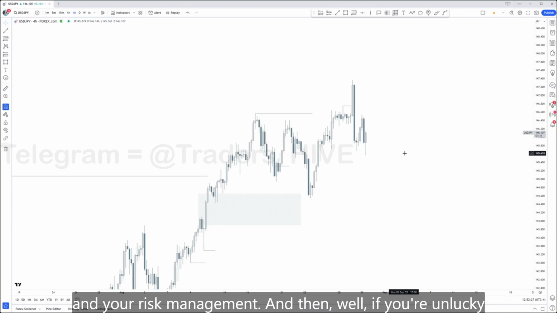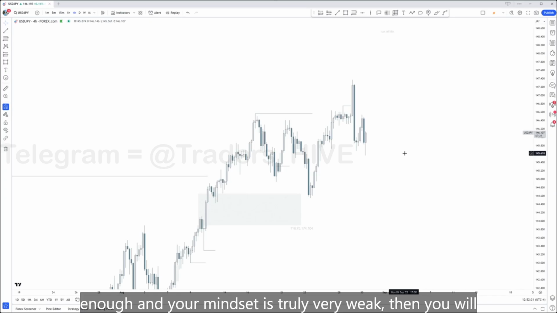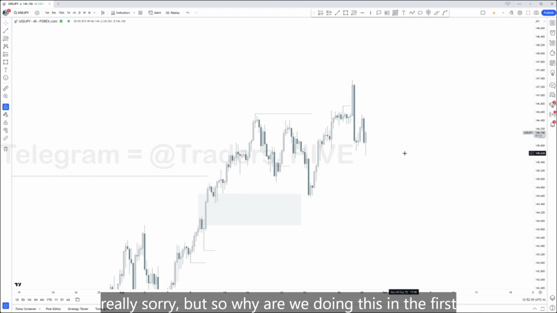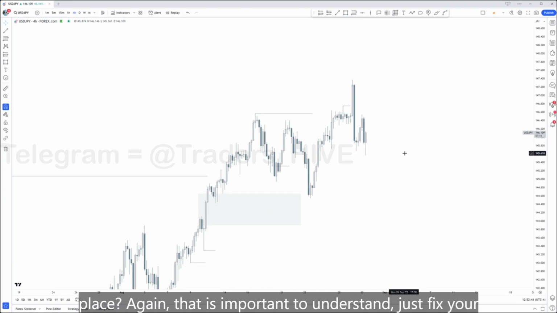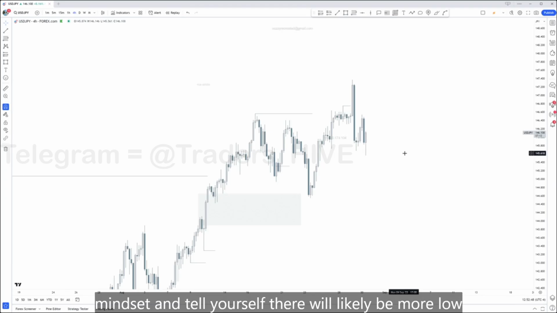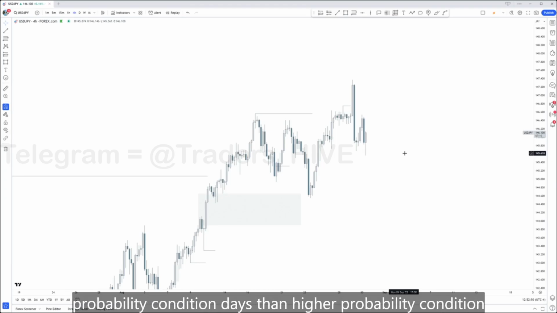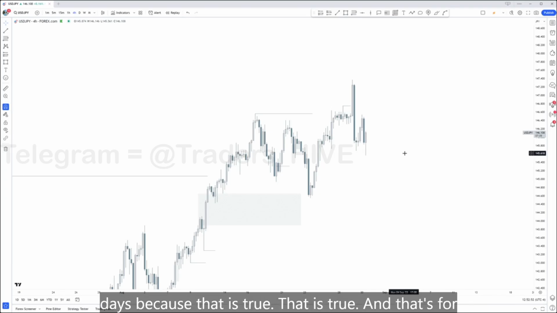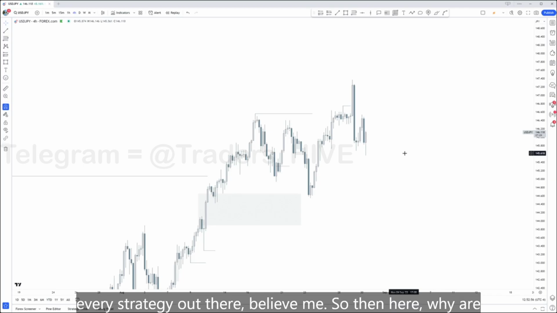And then, well, if you're unlucky enough and your mindset is truly very weak, then you will hop to the next strategy. Now, I'm sorry this became sort of a rant. This is very important to hear. Again, not really sorry, but so why are we doing this in the first place? Again, that is important to understand. Just fix your mindset and tell yourself there will likely be more low probability condition days than high probability condition days, because that is true. That is true. And that's for every strategy out there, believe me.